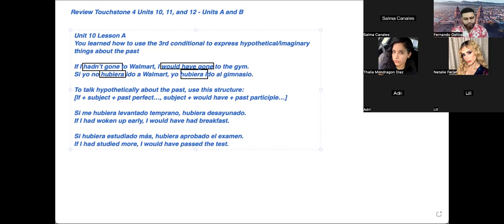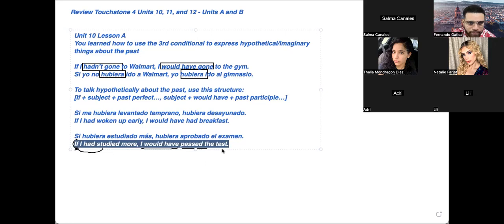All right, guys. So the most important thing here are the verbs. You have to make sure that you're using the past perfect after if. Don't forget to use the past perfect after if. And on the other side, it's would have and then a past participle. And look, it doesn't matter if the word if is in the middle. You can put if in the middle if you want.